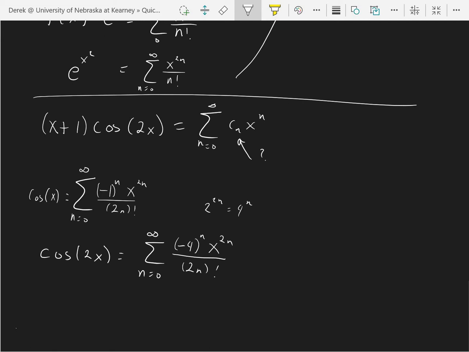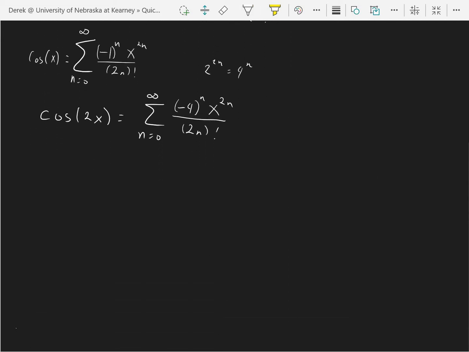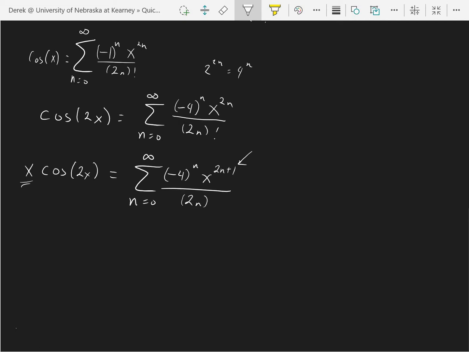Now I have to multiply by x plus 1. So let's multiply by x first, and then add that to the cosine of 2x. So I've got x times the cosine of 2x is equal to the sum from n equals 0 to infinity of, well, negative 4 to the n, x to the, I've got an extra factor of x, so I'm going to get x to the 2n plus 1 from that extra factor of x. And I've got 2n factorial still.